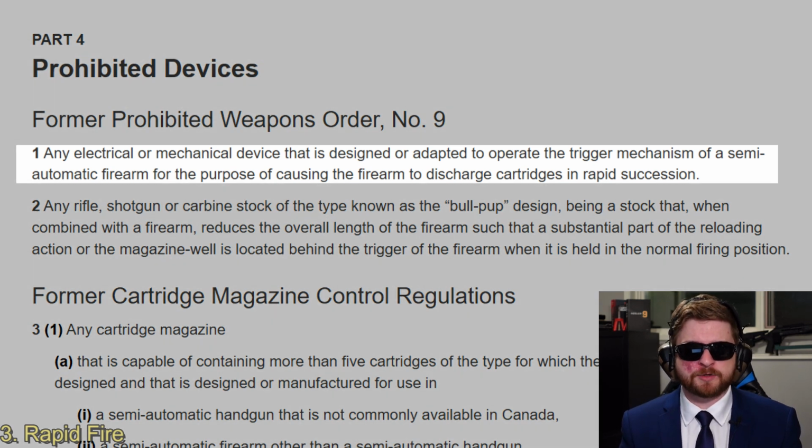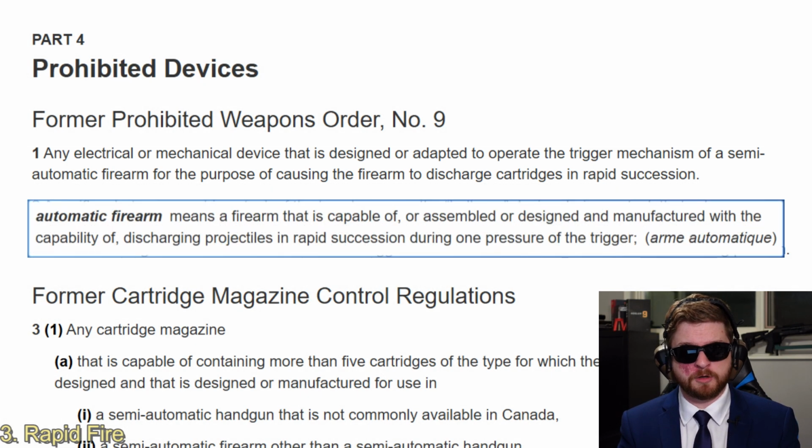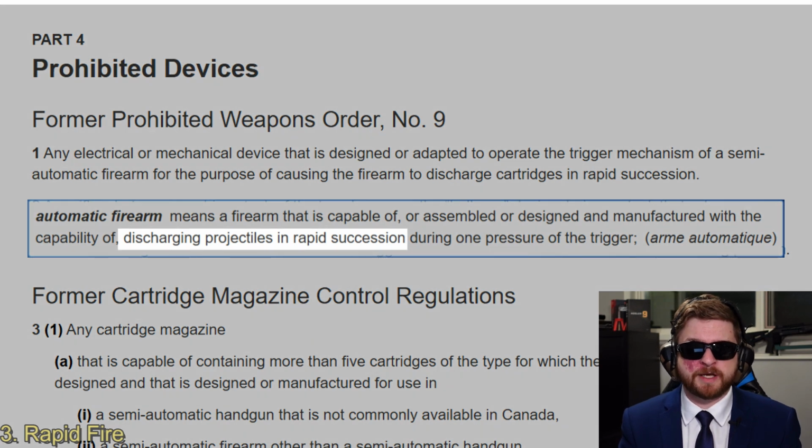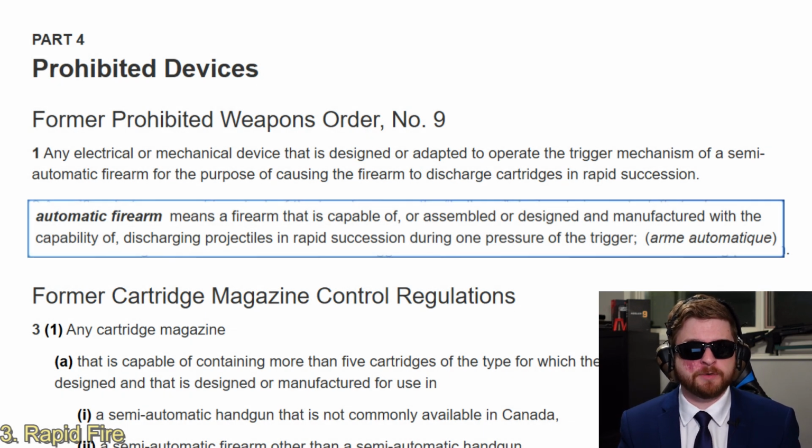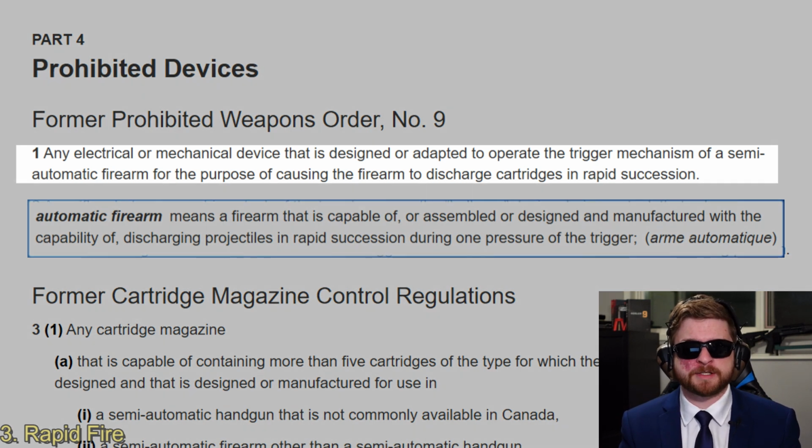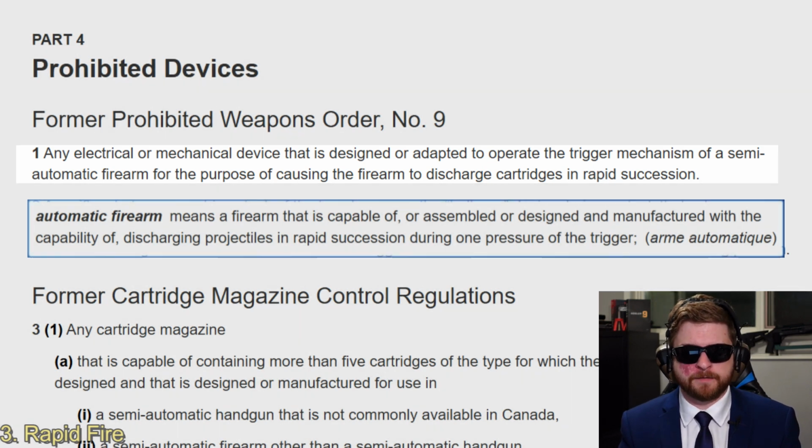It says, any electrical or mechanical device that is designed or adapted to operate the trigger mechanism of a semi-automatic firearm for the purpose of causing the firearm to discharge cartridges in rapid succession. And if you recall, discharge in rapid succession is the exact same phrasing used to define an automatic firearm. Rapid fire means automatic fire. And this section of the law says, very clearly, that semi-automatic firearms are not capable of rapid fire without enhancement from an electrical or mechanical device.